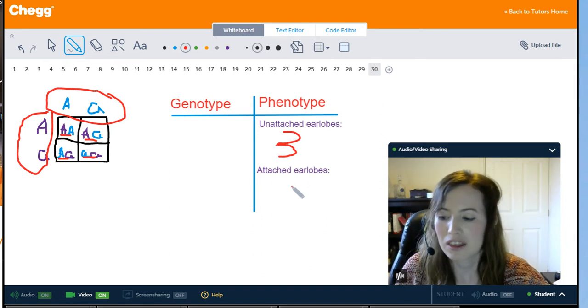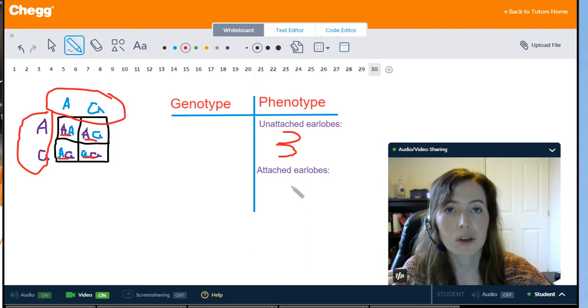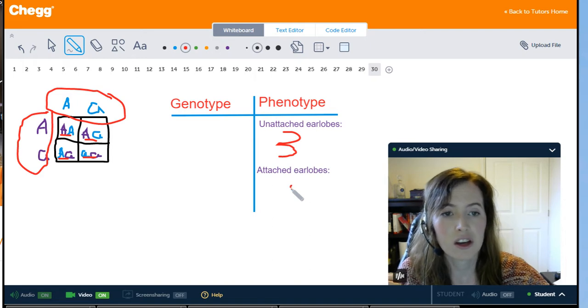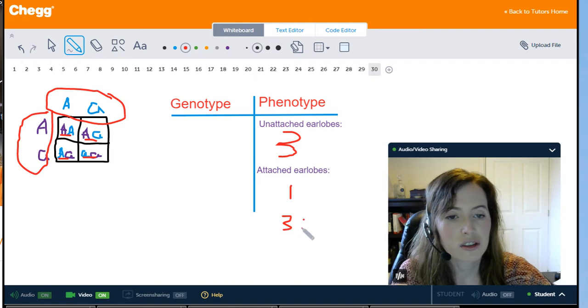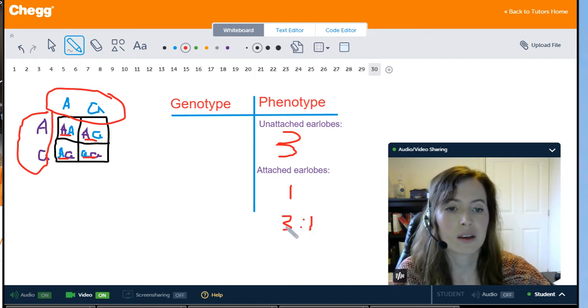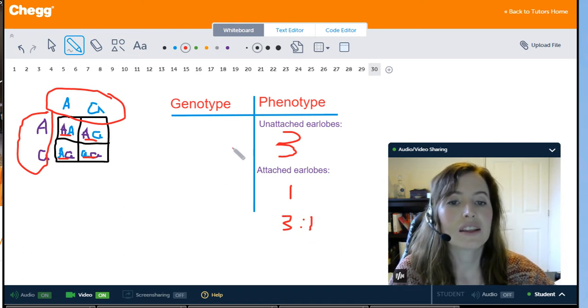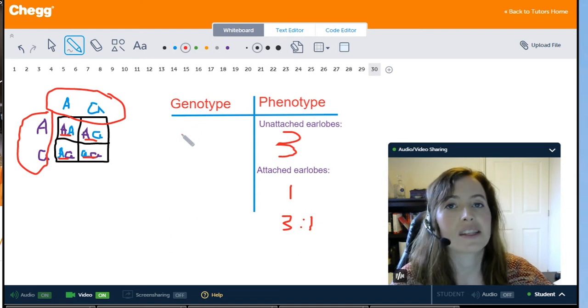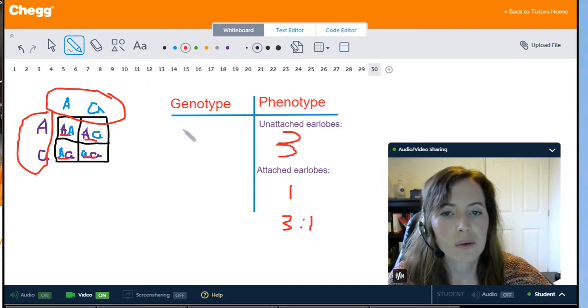And remember that the only way you could have a recessive trait show through is if both alleles are recessive. So my phenotypic ratio for this is 3 to 1. 3 unattached chances and 1 attached chances. But now let's talk about genotype. So genotype is the actual genetic information, and this is talking about what the alleles are. So let's first look at what my chances are for having homozygous dominant.